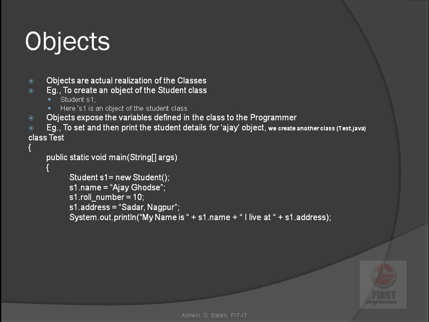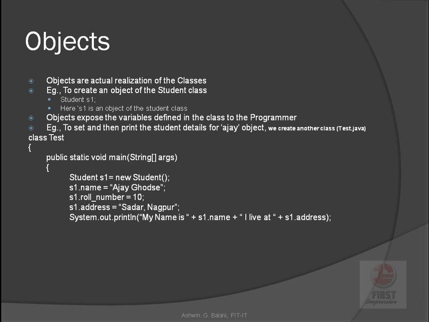So we have System, that is our system. Inside this system we have the output screen. Inside this output screen we want to print something. What we want to print is "My name is " plus. Now we want to concatenate two strings, so we'll use a plus sign. "My name is " plus S1.name.